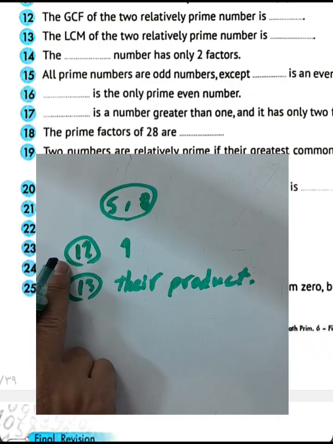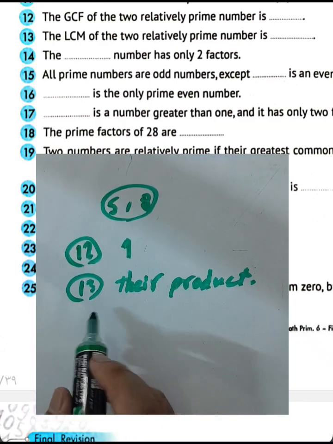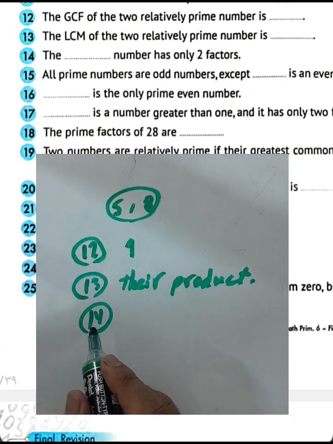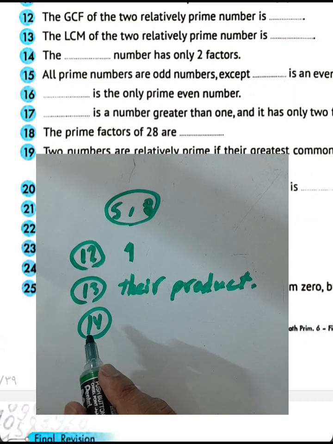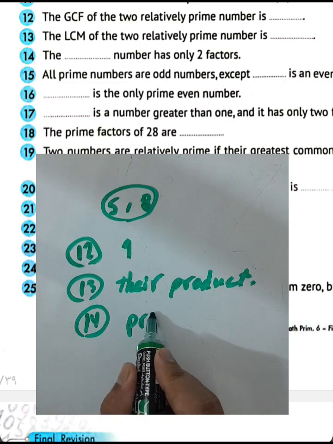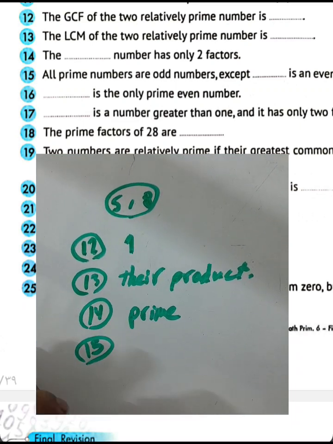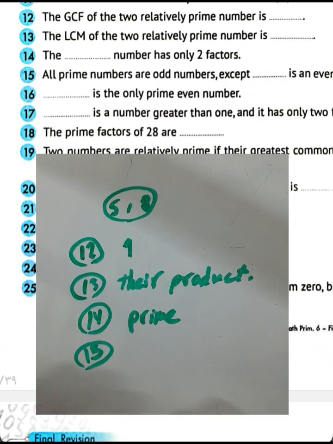Question 12. The greatest common factor of two relatively prime numbers is 1. Question 14. A prime number has only 2 factors. Question 15. All prime numbers are odd numbers except 2, which is even.